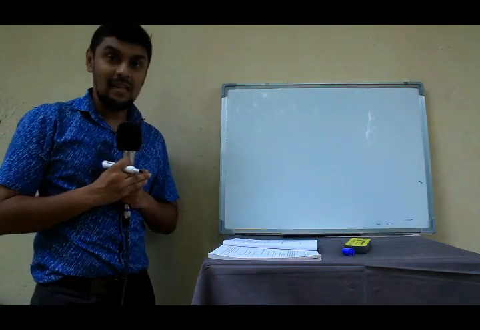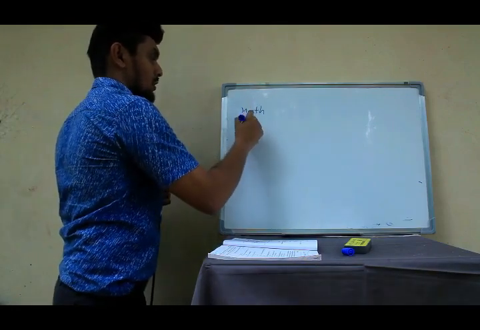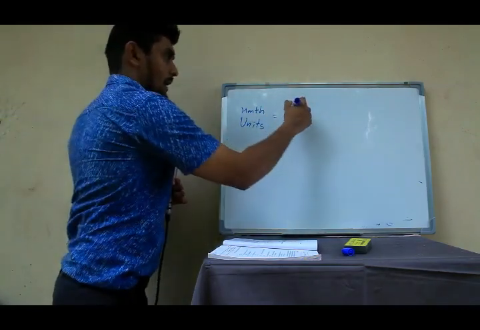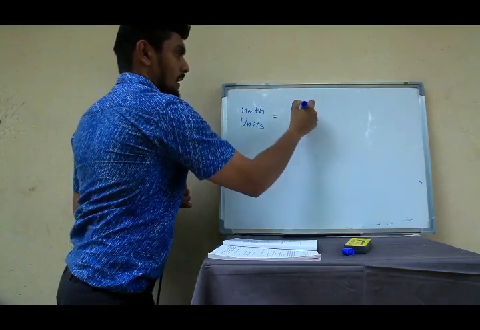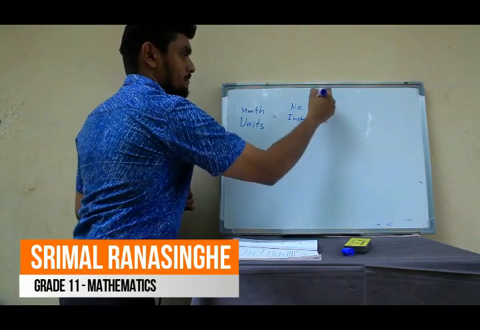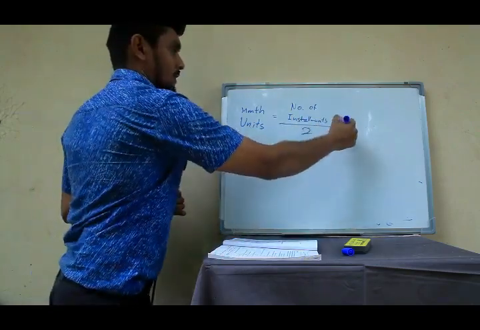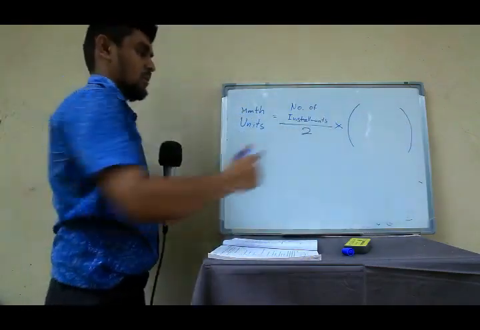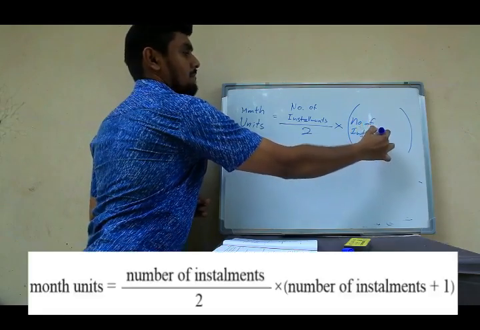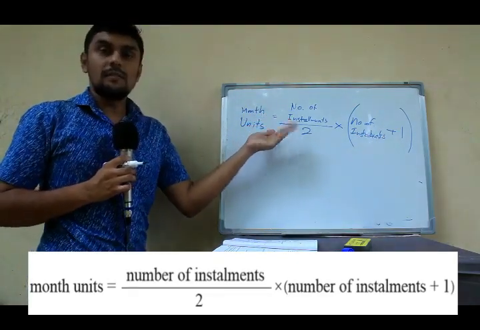Right. Let's see month units. What do you mean by month units? There's a formula. Month units equals number of installments, divided by 2, times number of installments plus 1.